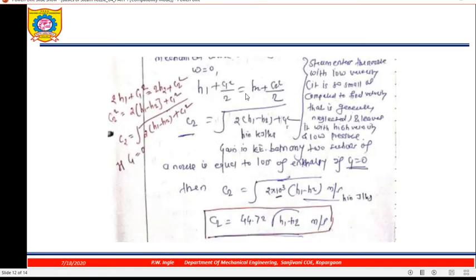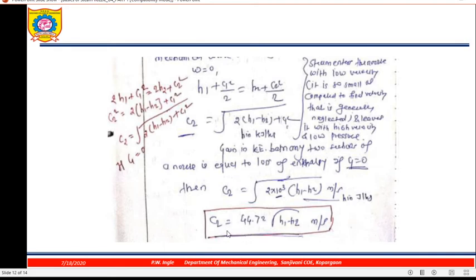H1 plus C1 square by 2 equals H2 plus C2 square by 2. On simplifying, we get C2 equals square root of 2 in bracket H1 minus H2 plus C1 square by 2, where H is in kilojoule per kg. Now we want to convert this C2 to meter per second, so we convert the enthalpy to joule per kg. So it is 2 into 10 to the power 3 in bracket H1 minus H2. By taking the square root, we get C2 equals 44.72 square root of H1 minus H2.